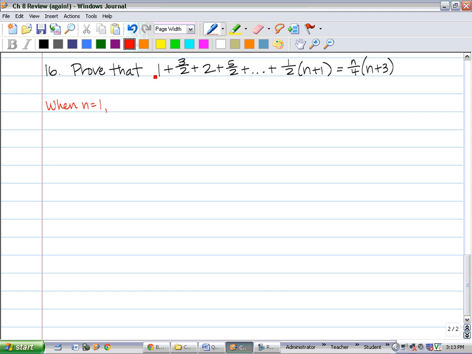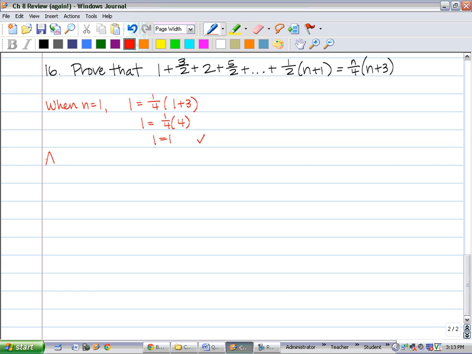Take the first term from your list. If this is 5, write 5. If it's 28, write 28. In our case, it's 1. And yet, we're saying, hey, n equals 1. So does 1 equal 1 over 4 times 1 plus 3? Is that true? I don't know. Well, I got 1 equals 1 over 4 times 4. And heck yeah, that equals 1. So check. n equals 1 works in the equation.